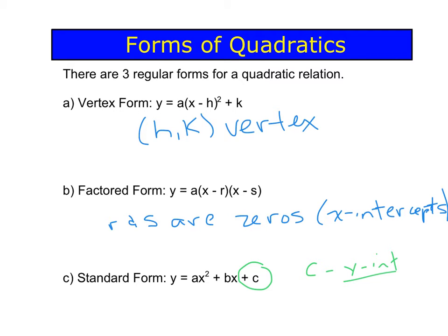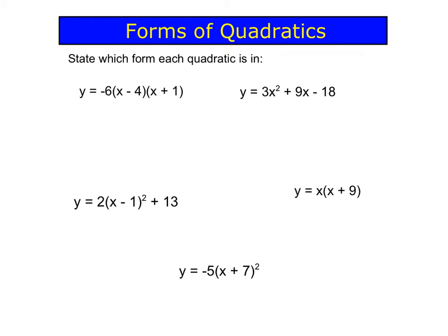Notice though, in all three forms, they all have the same letter in the front, a. Okay, so that can tell you which way it opens. If a is positive, it opens up. If a is negative, it opens down. Okay, so for these ones, I want you to quickly just pause the video and try to determine which form each of them are in.